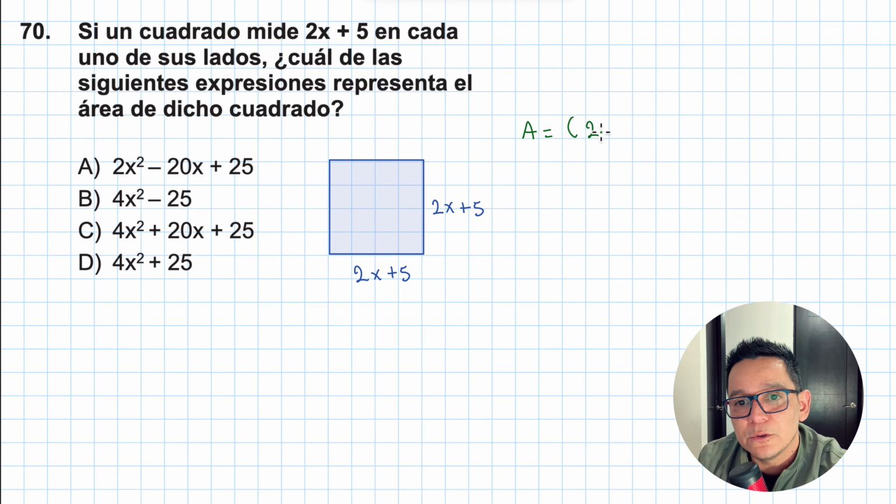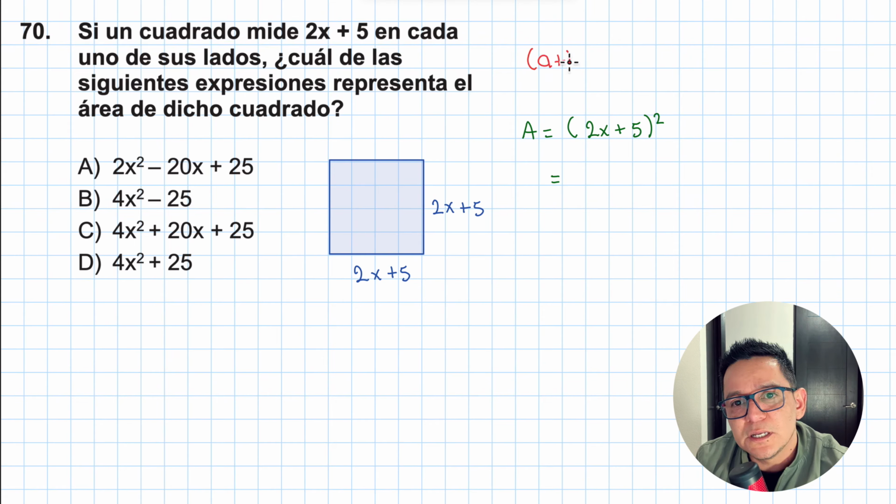I'm going to take the side, which is 2x plus 5, and we're going to square it. Careful, this would be the same as writing 2x plus 5 times 2x plus 5, right? But I think it's easier this way. Since here we already have a binomial squared, and remember that a binomial squared is a special product. So I'm going to write the formula for the binomial squared here for you.